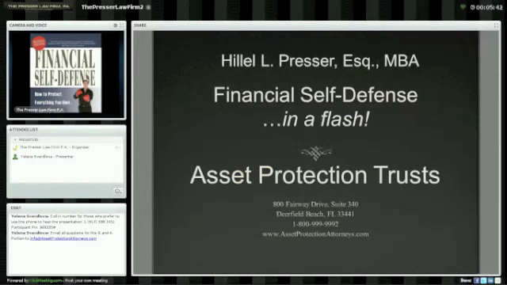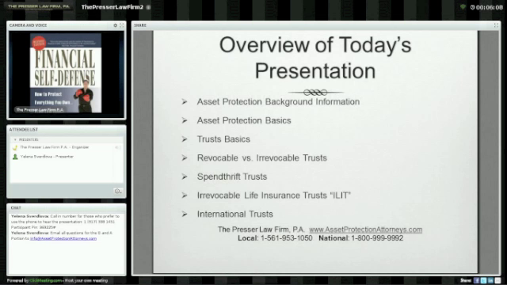So to get started, today we're going to talk about asset protection by using trusts. And before we get into the actual asset protection trust part, we're going to start off briefly with just some background information about asset protection. And if you've been on some of our webinars in the past, then forgive me if this information might not be new to you, but for the new people who have joined us, I think it'll be very helpful.